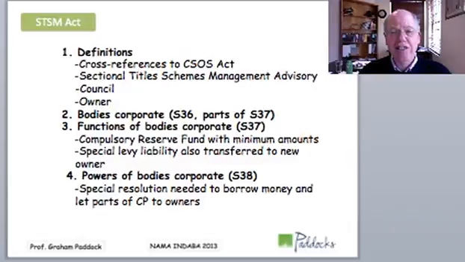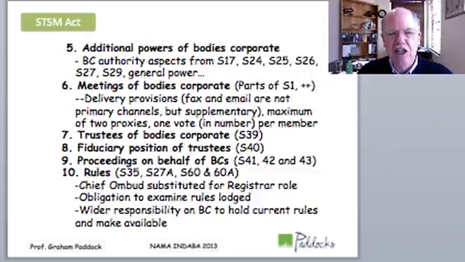It's the current Section 38, and there are just two elements that have changed. A special resolution is needed for the body corporate to borrow money or to let parts of the common property to owners. Currently, the trustees can make those decisions without any owner input, and Parliament has decided to change those elements. Section 5 are additional powers of bodies corporate.